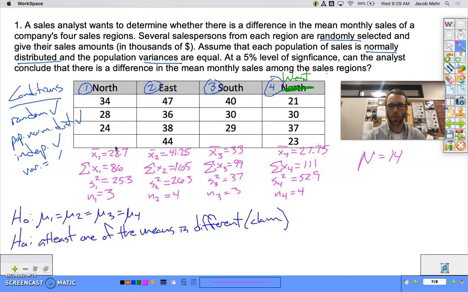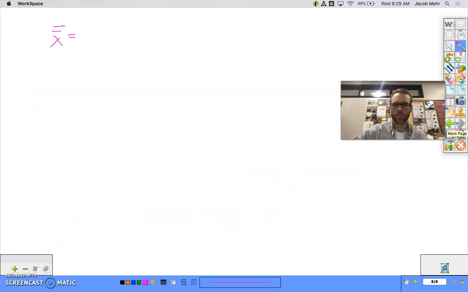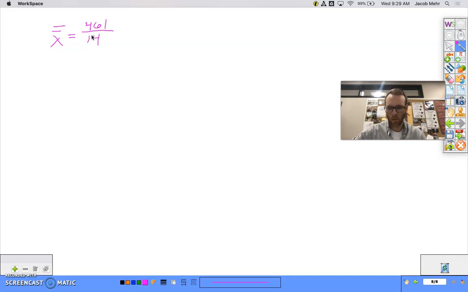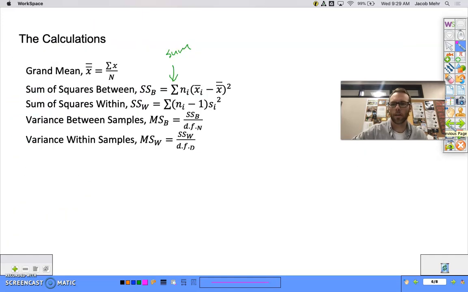Now, what we have to do for the numerator is add all the X's from all the lists together. Now, we've already done that for each list, so instead of adding all those together, I can take the 86, the 165, the 99, and the 111, and add those together. 86 plus 165 plus 99 plus 111, 461. So we have 461 over 14. So our grand mean is about 32.9.